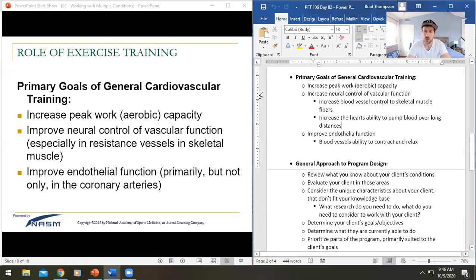So our primary goals when it comes to general programming for exercise, especially with clients who have a lot of these comorbidities we've been talking about, is to enhance your peak aerobic capacity, right? So make sure that you are enhancing their maximal capacity, but it is also to improve their neural control of vascular function. What we mean by neural control of vascular function, this is what I spent some time talking about yesterday, is we want to get your body better at controlling your blood vessels, right? We want to get better at vasodilation and vasoconstriction.